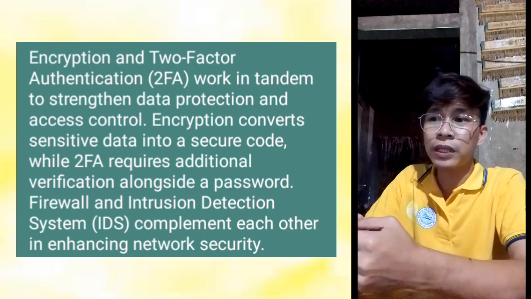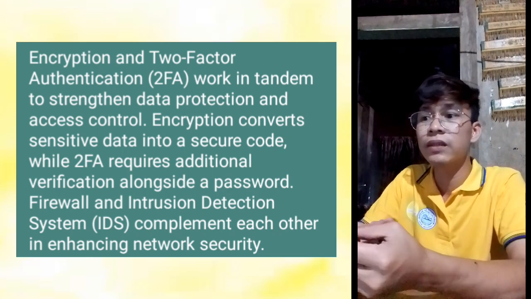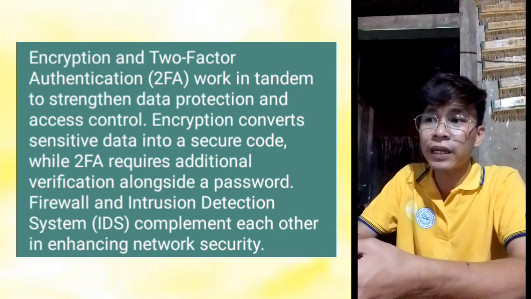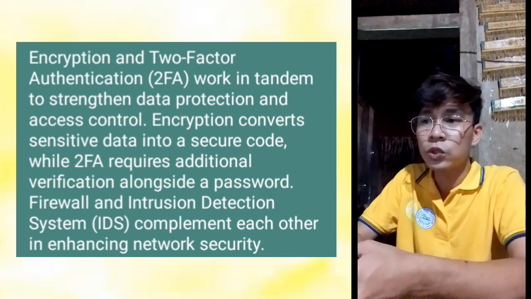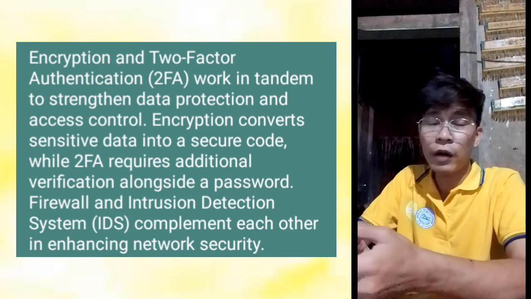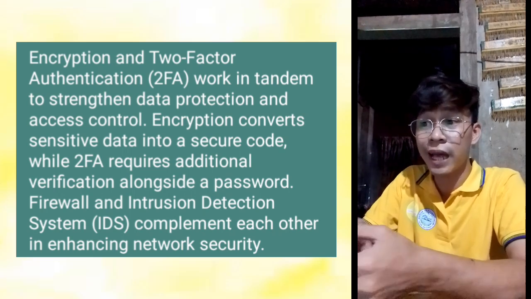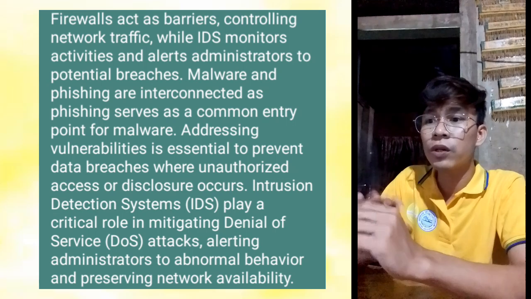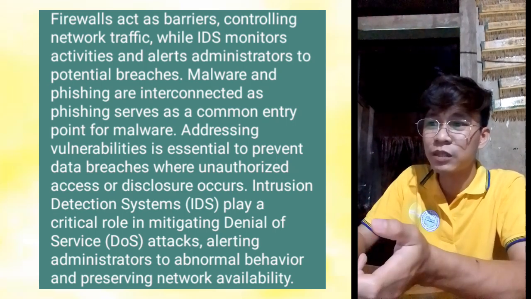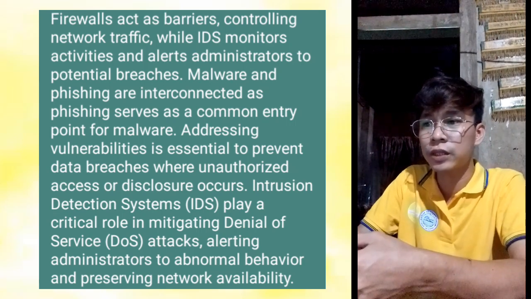So, encryption and two-factor authentication or 2FA work in tandem to strengthen data protection and access control. Encryption converts sensitive data into a secure code, while 2FA requires additional verification alongside the password. Firewall and intrusion detection system or IDS complement each other in enhancing network security. Firewalls act as a barrier controlling network traffic, while IDS monitors activities and alerts administrators to potential breaches.